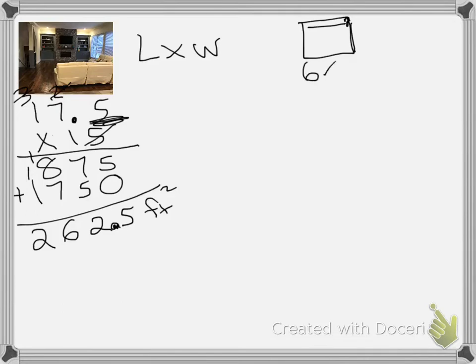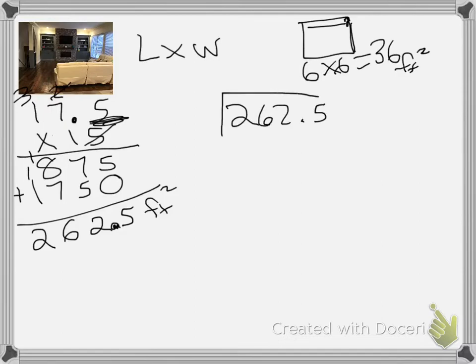So that's a 6 by 6 space. So that's 36 square feet, feet squared, that I need for each person. So if I know that I have 262.5 square feet, now I need to divide that by 36 square feet so I can figure out how many people I can fit into my living room using social distancing.